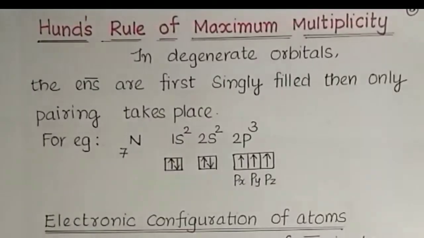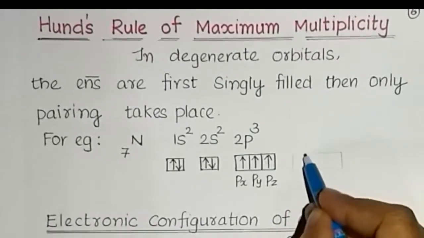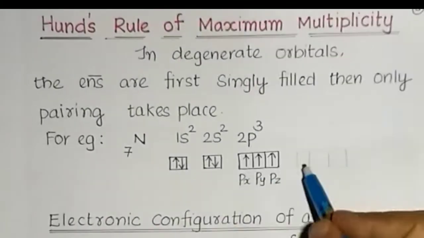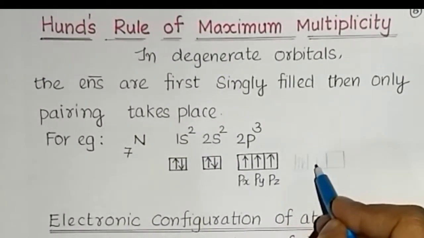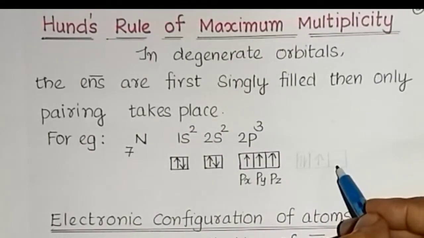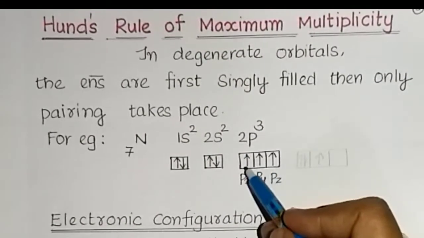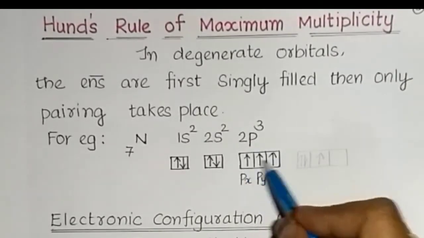So here in 2p3, 2 possibilities are there. These electrons are accommodated like this. Maximum 2 electrons are accommodated here, and the remaining 1 electron is accommodated here. This is one possibility. The next one is 3 electrons are accommodated one by one in 3 degenerate orbitals.